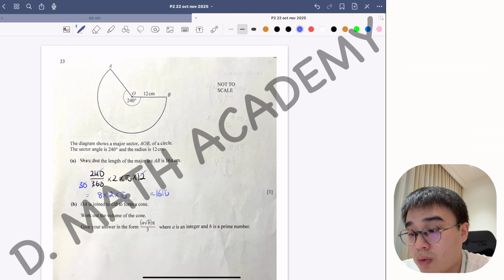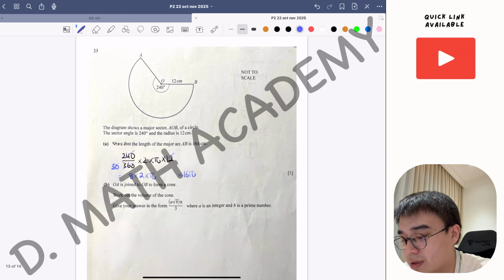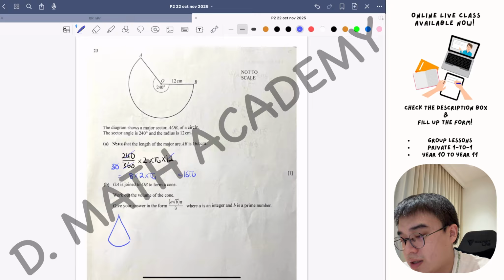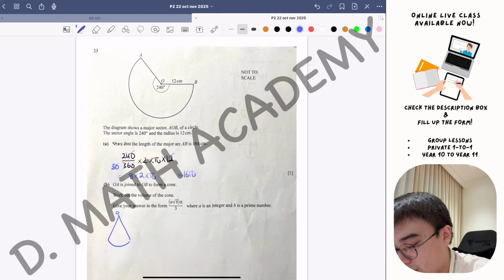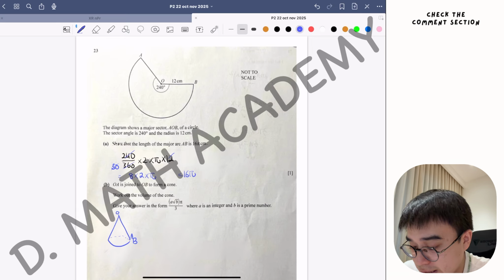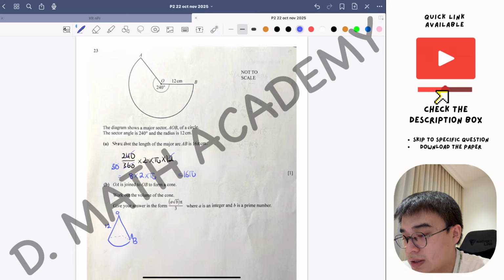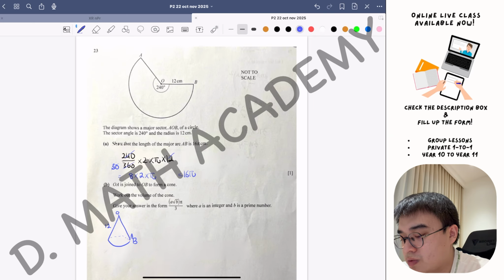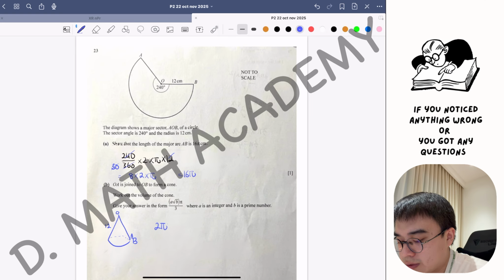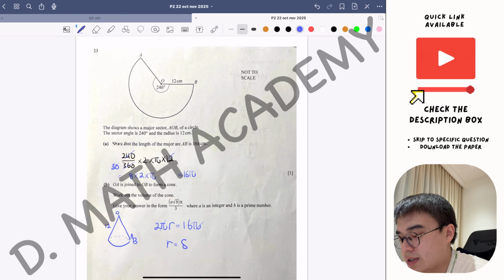Then they told us that OA is joined to OB to form a cone. Okay, so this one is very common. They've been asking this for I don't know how long already. You must remember this is what they meant. AB is now joined together, and you have the cone's height as 12. What they want you to find here is the new R. So your new 2 pi R here is equivalent to 16 pi. So cut off the pi's, you get R as 8.